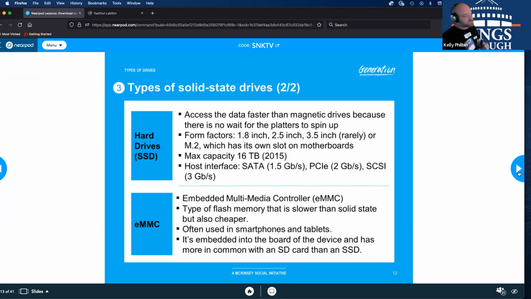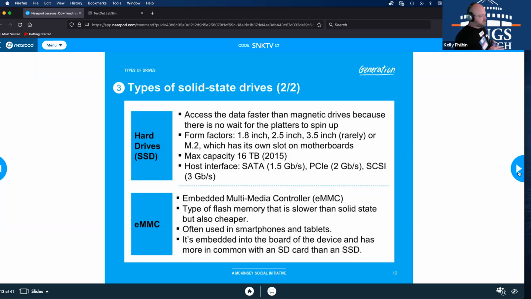They're trying to build upon this. Host interfaces are typically SATA, PCI Express, or the SCSI connectors. So that is the typical one. And then you have your M.2, which will interface directly in a PCI slot that folds down onto the motherboard itself. And then finally, eMMC, which stands for Embedded Multimedia Controller.